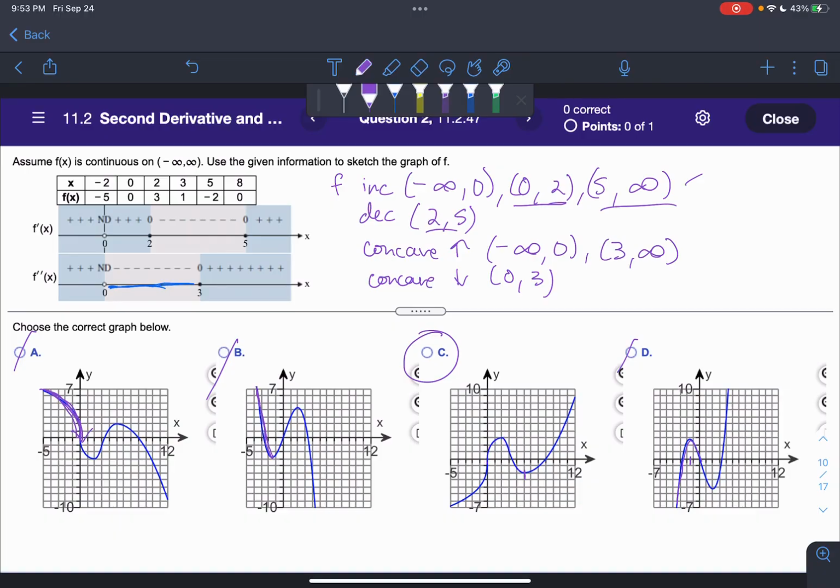Let's look at concavity. So we want to be concave up from negative infinity to 0, which we are. It looks like a bowl that's upright. And then we also want to be concave up from 3 to infinity, so that also looks like it's standing upright. And then concave down in between. And yeah, that fits the description, so C is our answer.